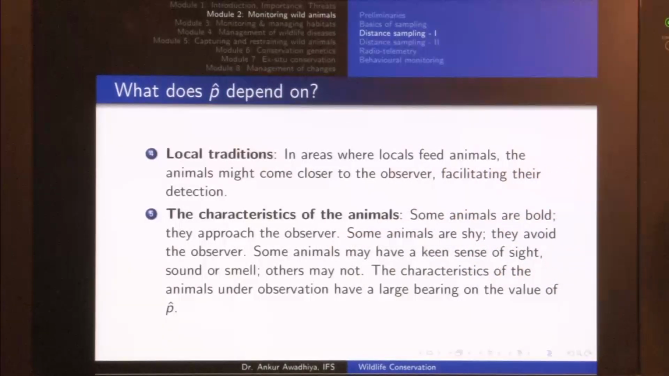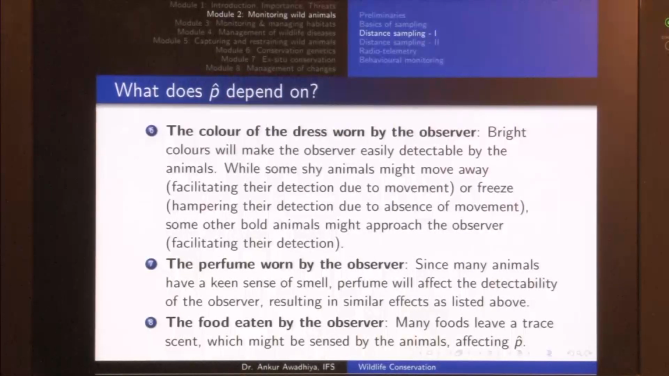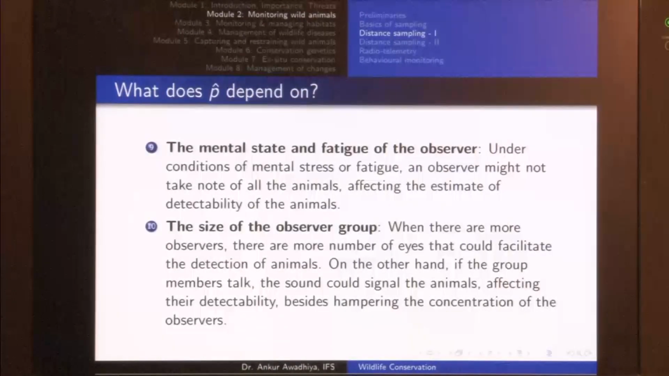It will also depend on the characteristics of the animals. Some animals that are shy might freeze, and if they freeze on seeing you, you will not be able to detect them. But on the other hand, if there are some animals that are shy and they run away, you will be able to detect them. Similarly, the color of dress that is worn by you when you are doing a transit exercise, the perfume that is worn by you, the food that is eaten by you, because it will have some smell, will also impact the animals because they will be able to detect you. And then depending on the nature of the animals, they might just freeze at that location, or they might start running away, which will impact the detection probability.